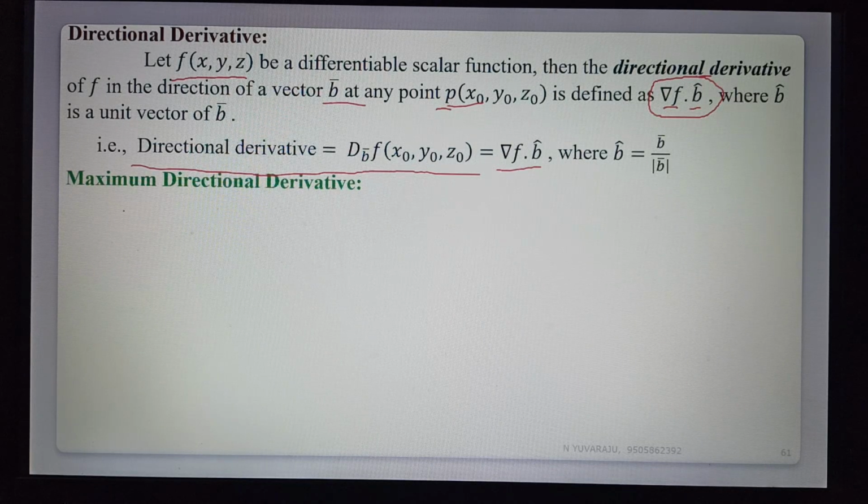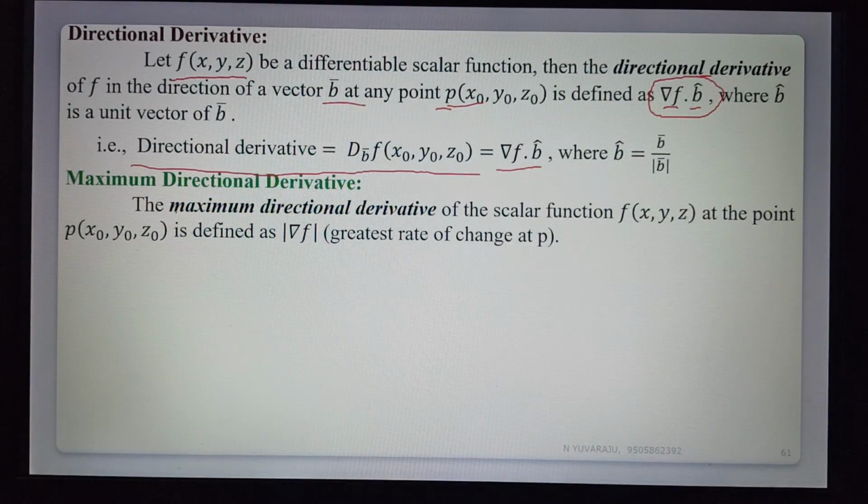Okay, next definition, maximum directional derivative. The maximum directional derivative of the scalar function f of x comma y comma z at the point p of x naught comma y naught comma z naught is defined as mod of del f. That is the magnitude of the gradient of a scalar function f, mod del f. Mod del f is called the maximum directional derivative of the given scalar function f at the point p, and geometrically it is the greatest rate of change at p.